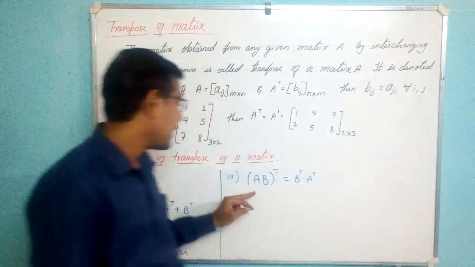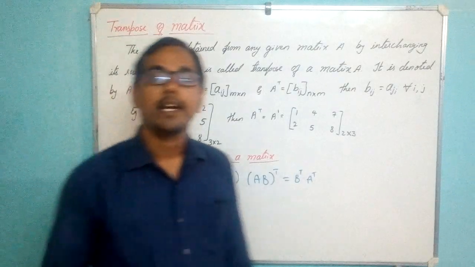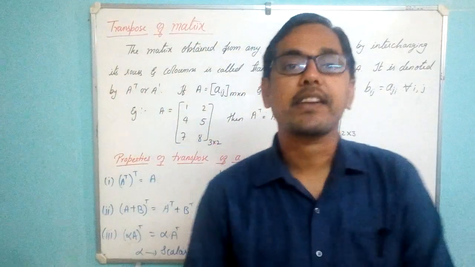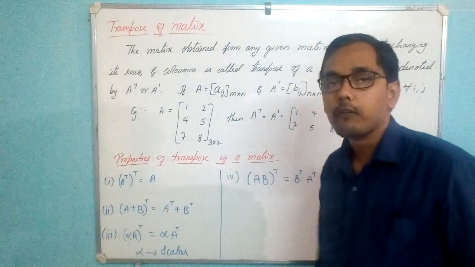And the fourth one is A into B whole transpose is equal to B transpose into A transpose. A into B whole transpose is what? B transpose into A transpose. This was all about the transpose of a matrix.